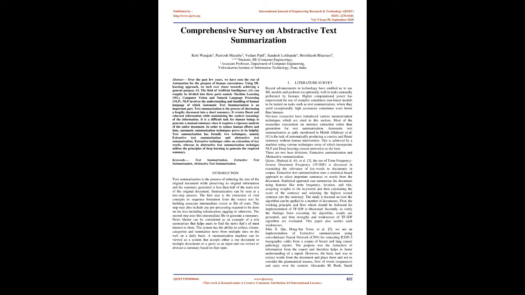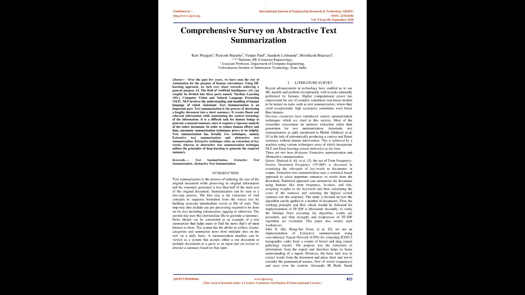News Blaster can be considered as an example of a text summarizer that helps users to find the news that's of most interest to them. The system has the ability to collect, cluster, categorize and summarize news from multiple sites on the web on a daily basis. A summarization machine can be viewed as a system that accepts either one document or multiple documents or a query as an input and can extract or abstract a summary based on that input.